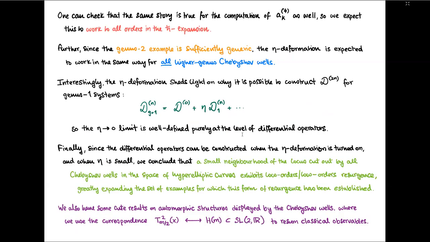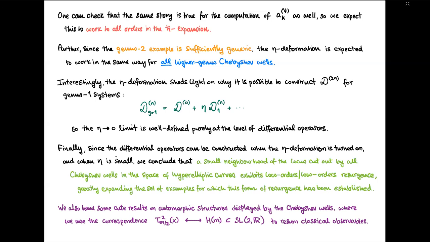And one can actually check that the same story is true for the higher order, the second quantum period, A4, which corresponds to Q4. And one can show that this sort of works to all orders in the H bar expansion. Finally, since the genus 2 example is really sufficiently generic, we expect that this technique of the eta deformation will work in very much the same way for all higher genus Chebyshev wells.